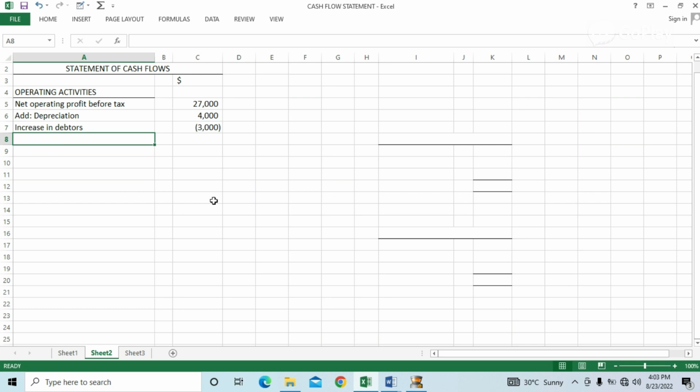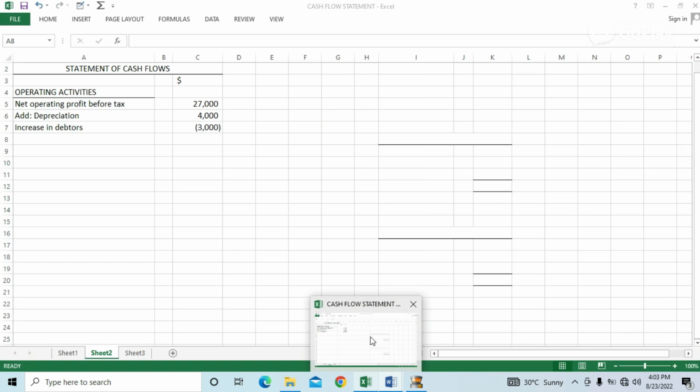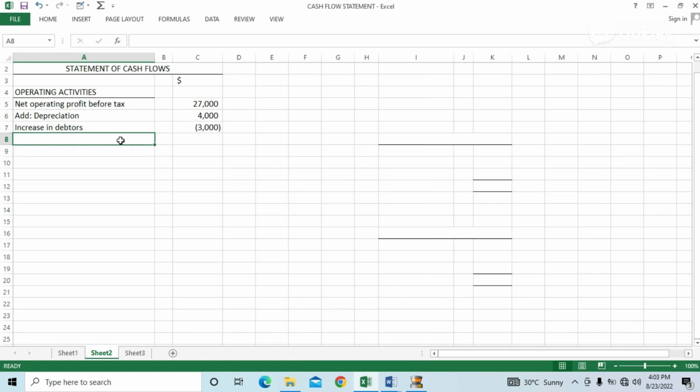Then the next one, let's look at the balance sheet. What's the next one? The next one is inventories. Has it increased? Okay, so inventory for 2019 was 3,000, 2020 was 4,000. So it has increased by 1,000. So increase in inventories. So that one too, we subtract.